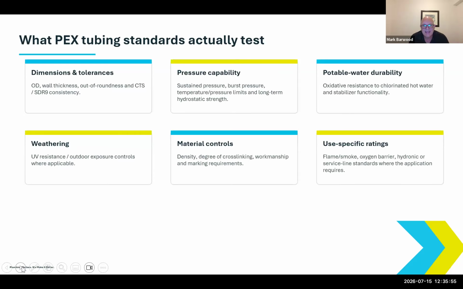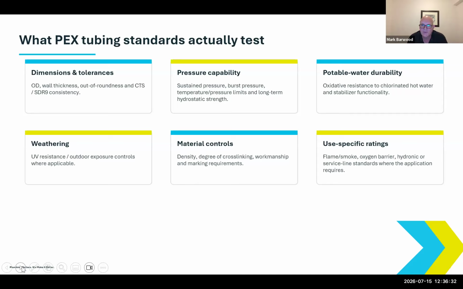So what does the PEX tubing standard actually test? The F876 does test tolerances. The pipe has to be within a certain tolerance for OD, wall thickness, out of roundness, copper tube size, and SDR9 consistency. Pressure capabilities: I'm not going to get into the specifics now, there's another slide a little bit later on that tells you the actual pressure capabilities. But just know that pipe gets tested.